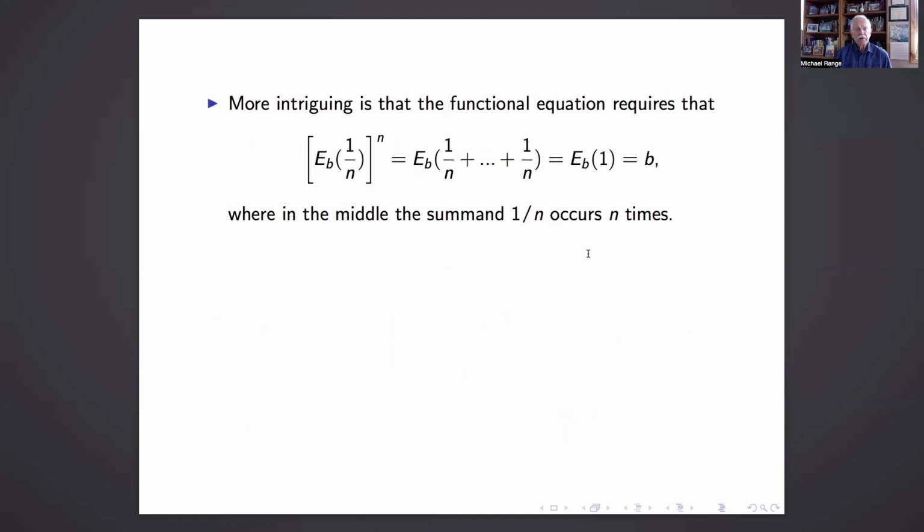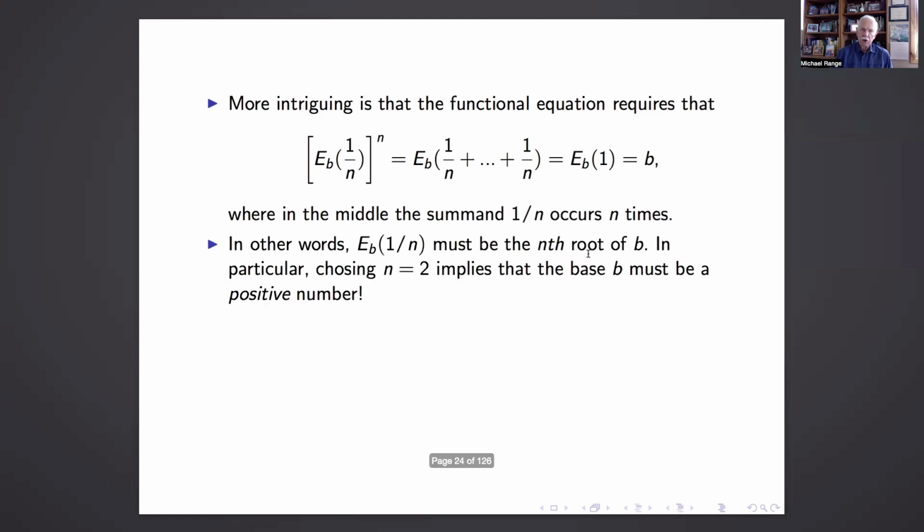More intriguing is that the functional equation requires that E sub b at the value 1 over n raised to the power n. So that means you get by the functional equation E sub b at 1 over n plus 1 over n and so on. Altogether, the summand 1 over n occurs n times. So adding it all together, you get E sub b at 1, which of course is equal to b. So E sub b at 1 over n must be the nth root of b.